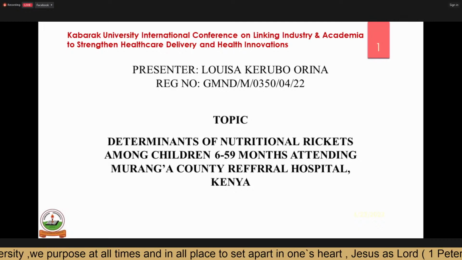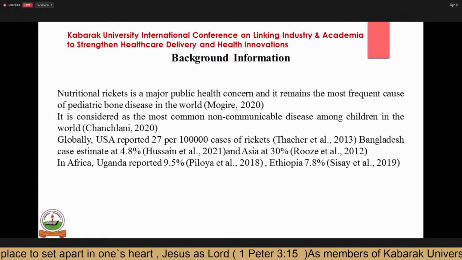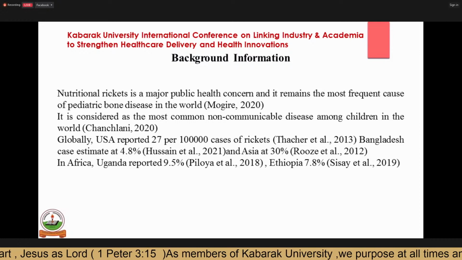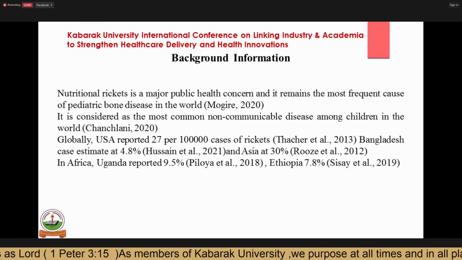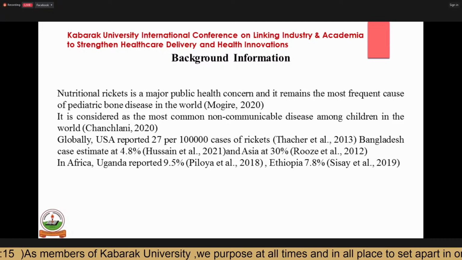Among children, malnutrition seems to be attending more than referral hospital in Kenya. Malnutrition is a public health problem that remains the most common in the world. The most common non-communicable disease among children in the world.